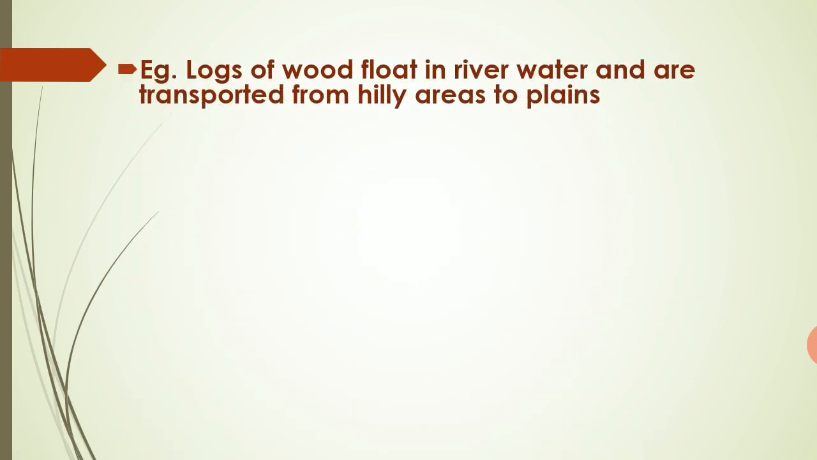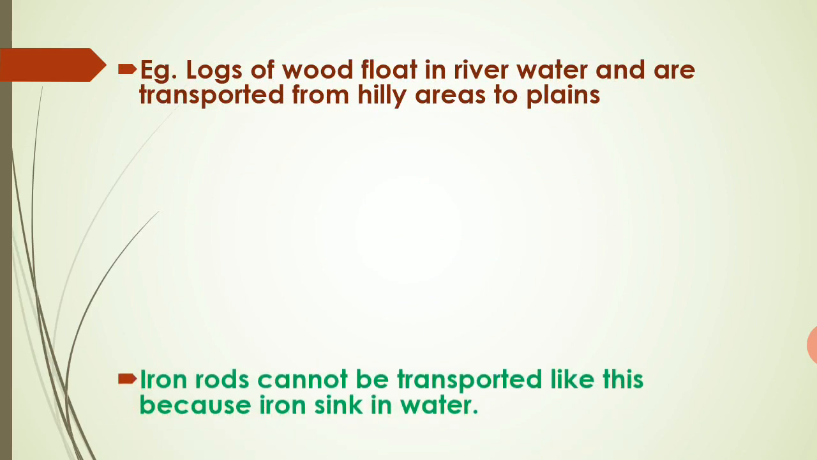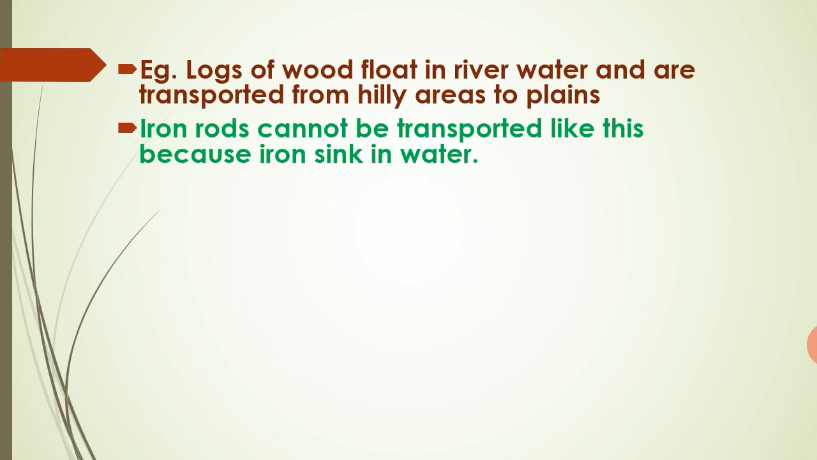Let us revise our understanding with the help of some examples. Logs of wood float in river water and are transported from hilly areas to plains. Iron rods cannot be transported like this because iron sinks in water. In this case, wood is less dense than iron. So, wood floats on water and iron sinks in water.